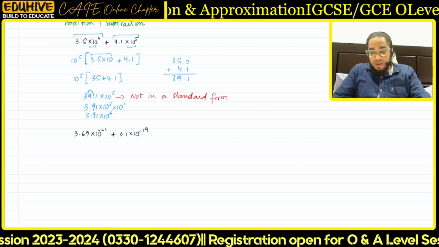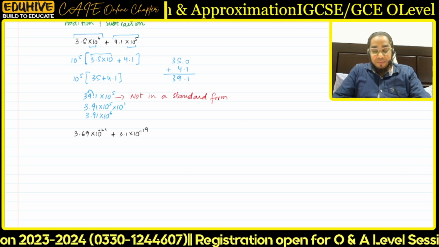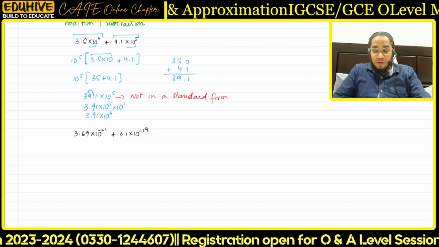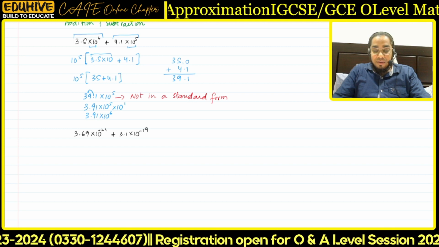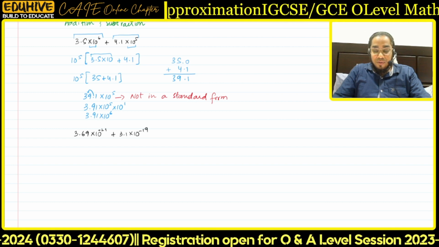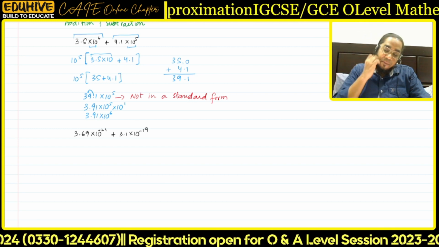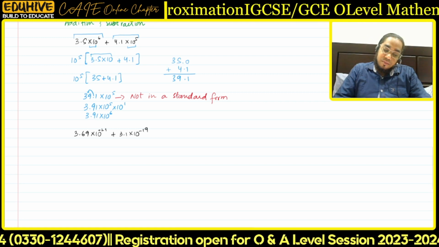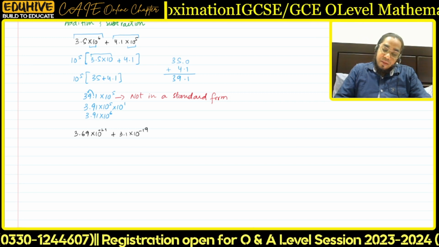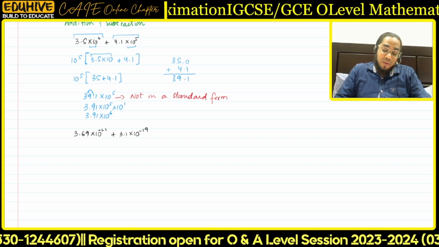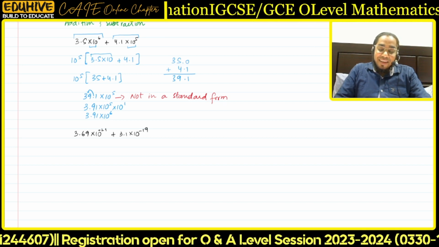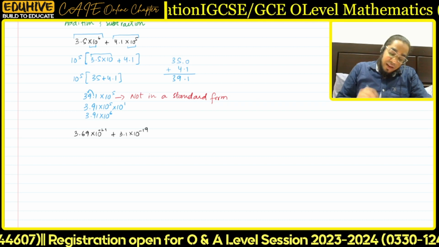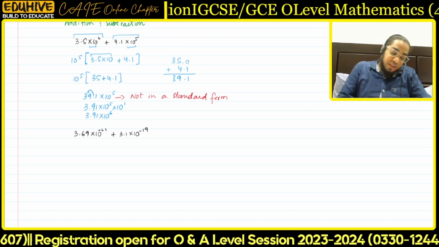10 to the power minus 21 or 10 to the power minus 19? Now everyone is quiet. 3.1 times 10 to the power minus 19. I cannot decide anything. I have to just check the number. Okay, just remember this thing.